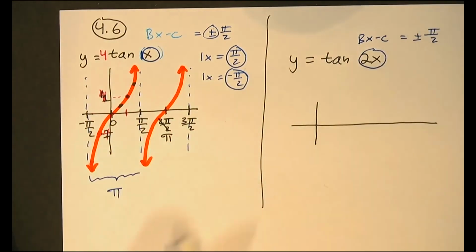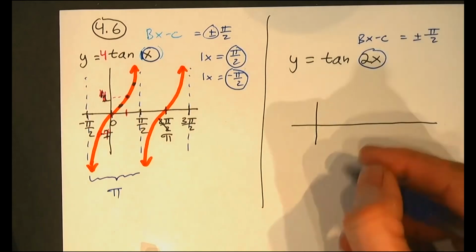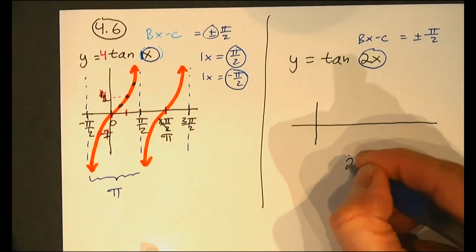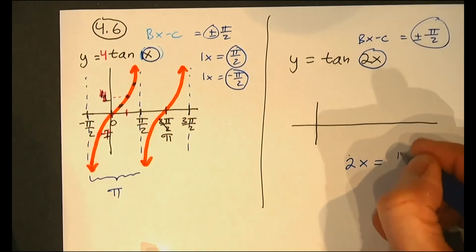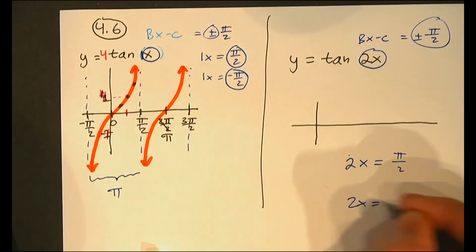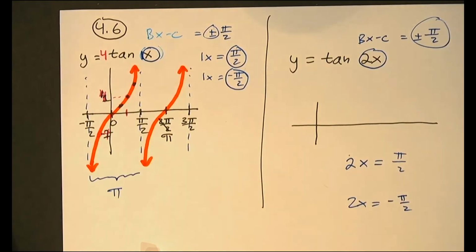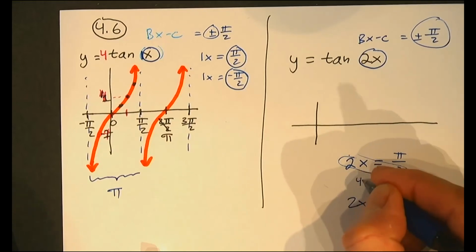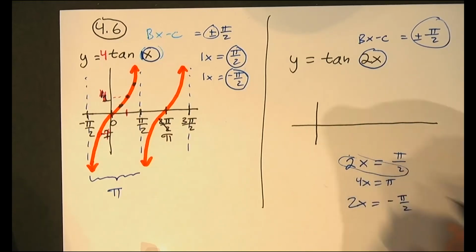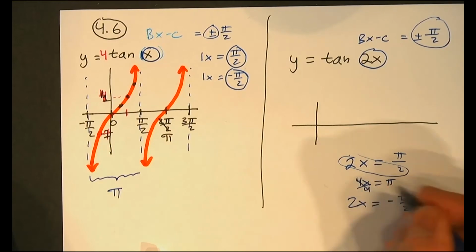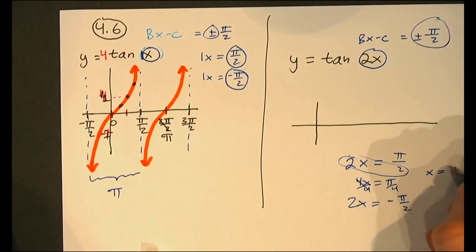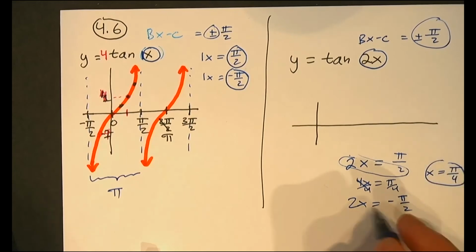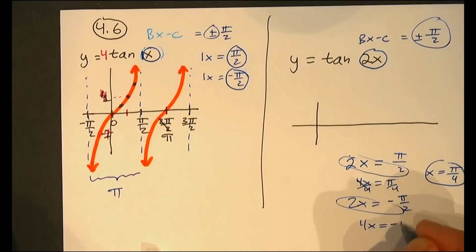So in this case, we have 2x. So we're just going to take this 2x. I'm just going to do it down here for a change. 2x is pi over 2. Now do it again. 2x is negative pi over 2. Solve each one. You could divide by 2. Some people like to cross multiply and go 4x, 2 times 2, 4x is pi. Divide by 4. Okay, so x is pi over 4. Do it again. 4x is negative pi. Divide by 4. X is negative pi over 4.